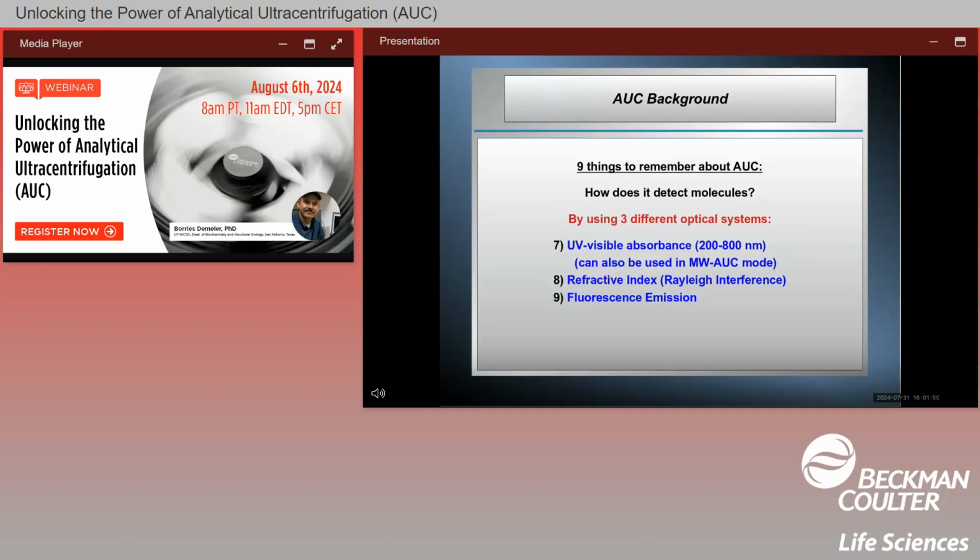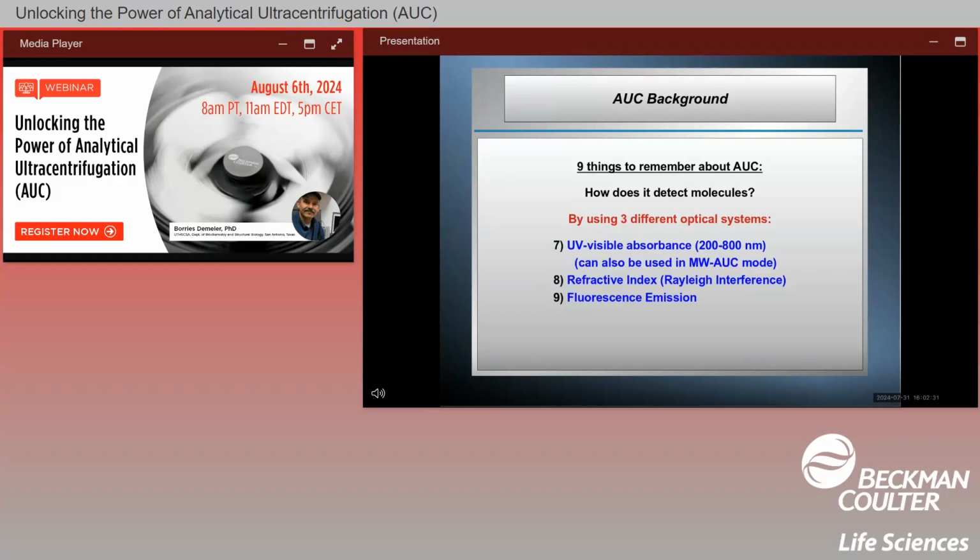Finally, how do we detect the molecules? There are 3 different optical systems in use right now. One of them is UV visible absorbance. So if your molecule absorbs light anywhere between 200 and 800 nanometers, we can then dial in the wavelength where it absorbs, and we can measure this. Because of the fast detection in UV visible absorbance available with the Optima AUC, this can also be done in multi-wavelength mode, where you can capture absorbances in multiple wavelength ranges on that instrument during the experiment.